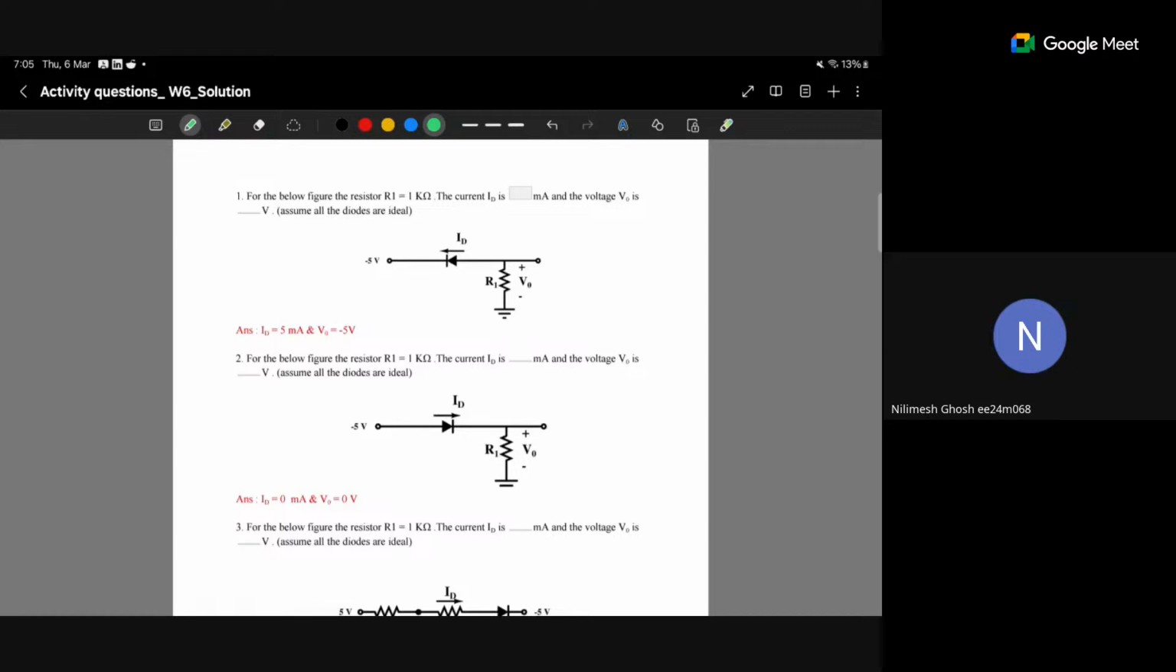Now, see here at the cathode, the voltage is minus 5 volt. So we can say that if any kind of voltage is there, let's suppose V0 is 0, if no current is flowing, then we can say that this diode will be forward biased. Is it clear or not? Even if V0 is 0, the diode will be forward biased because it's an ideal diode, no drop will be there. So if the diode is forward biased, the circuit will look like this.